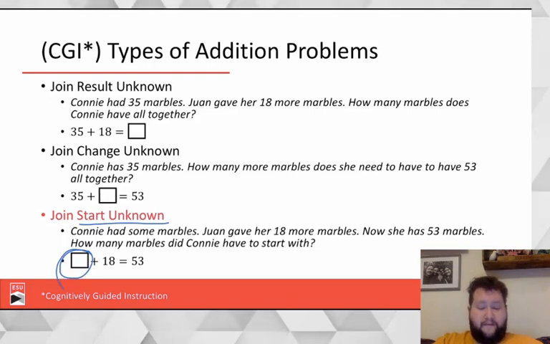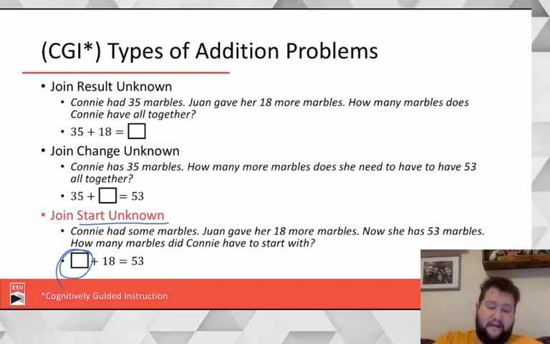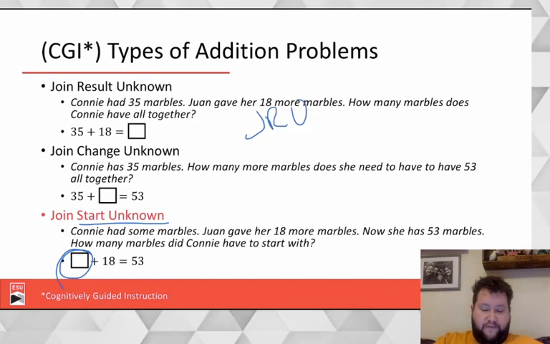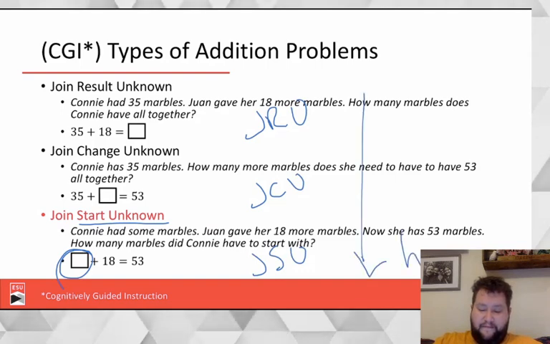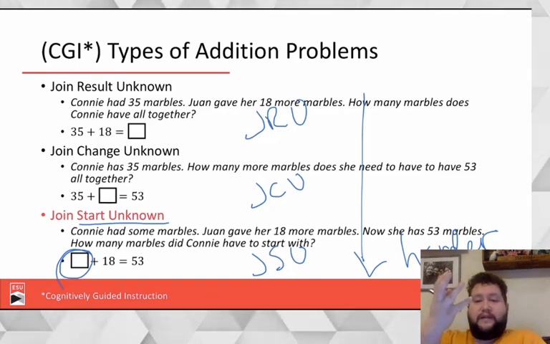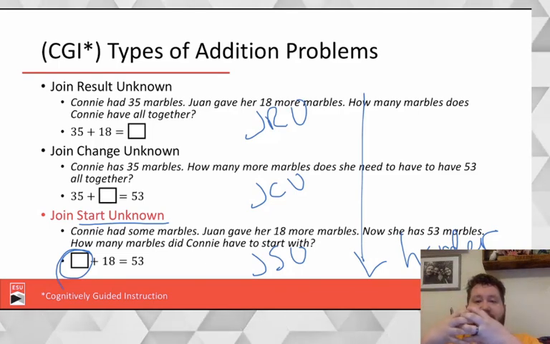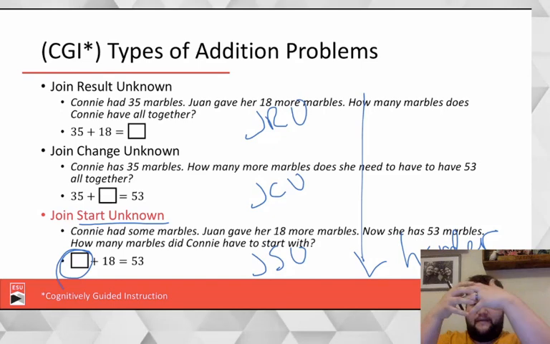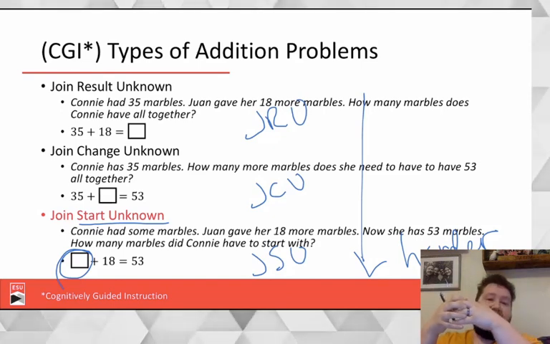But it turns out, for children and even adults, it's easiest to think about join result unknown. And so often you'll abbreviate that JRU, join change unknown, and join start unknown. And these get harder as we move from one to the next, because conceptually, it's easier when you think I have one set and another set, how many together? And then it's like I had some, and now I have this many. How many did I add?